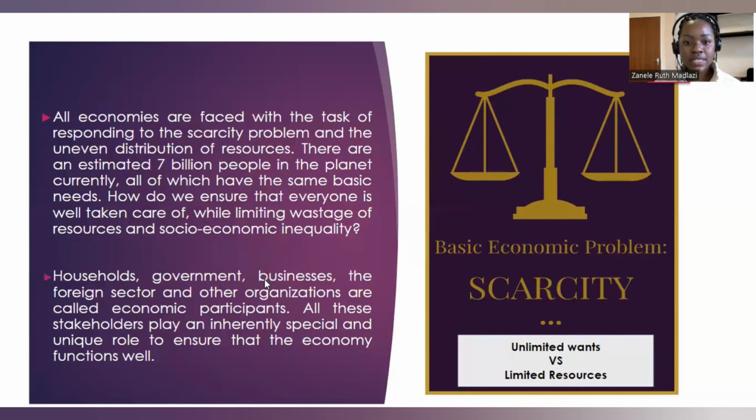Households, government, businesses, the foreign sector, and other organizations are called economic participants. All these stakeholders play an inherently special and unique role to ensure that the economy functions well.